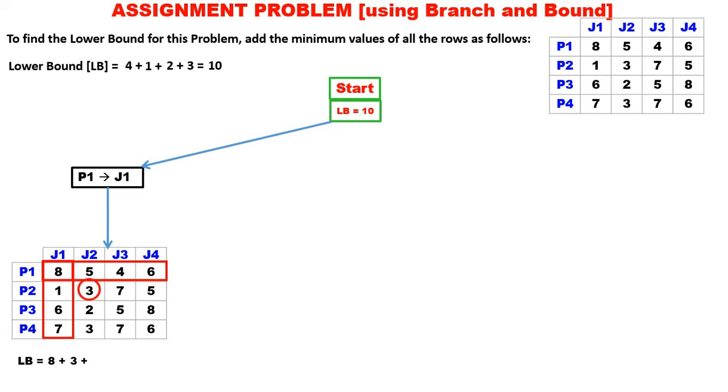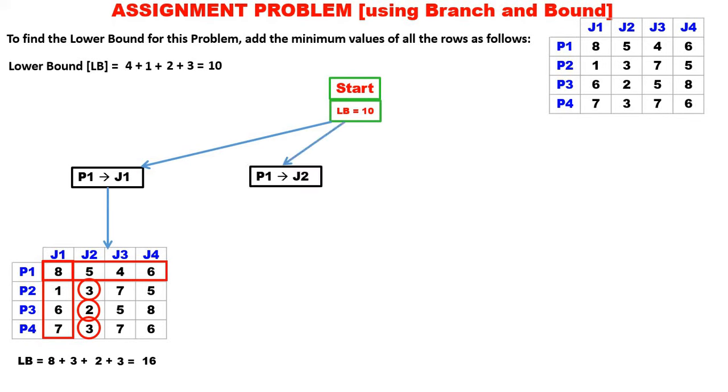Third row, among 2, 5, 8, what is the minimum value? 2 is added to the lower bound. Fourth row, 3, 7, 6, which is the minimum value? 3 is added to the lower bound. So what is the value that you get? You get 16. 16 is the answer. So for P1 J1, you get an answer of 16.